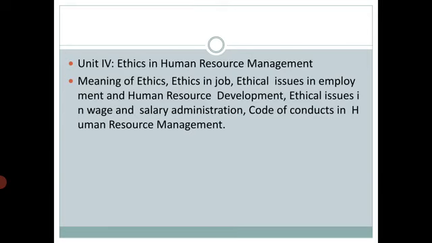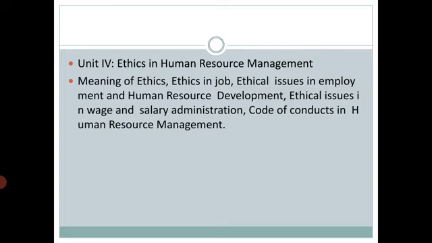So ethics involves do's and don'ts. Being a human resource manager, being an employee of an organization, being an employer of an organization, being a factor related to organization, what are the things which we are allowed to do? What are the things which we are not allowed to do? All these things are included in ethics.